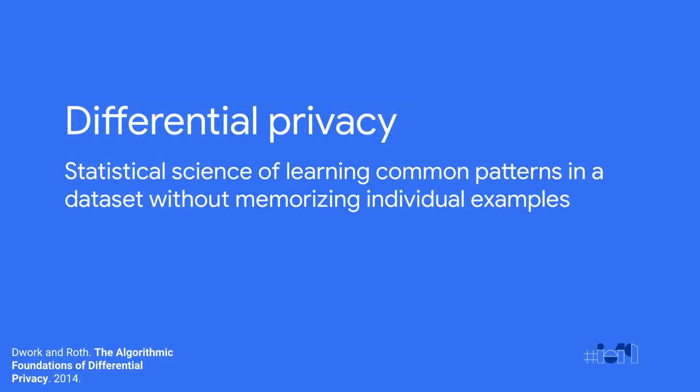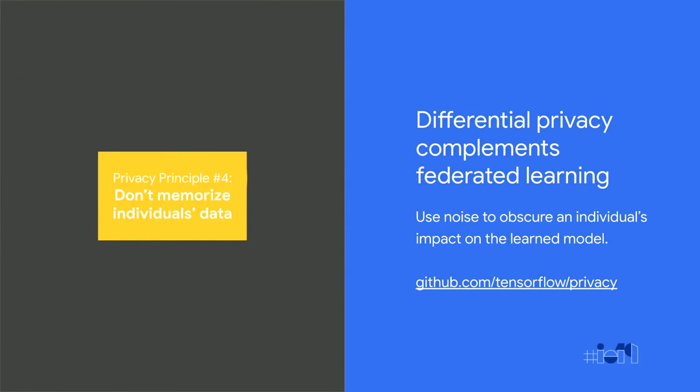One of those is differential privacy. This is the statistical science of learning common patterns in a data set without memorizing individual examples. This is a field that's been around for a number of years, and it is very complementary to federated learning. The main idea is that when you're training a model with federated learning or in the data center, you're going to use appropriately calibrated noise that can obscure an individual's impact on the model that you've learned.